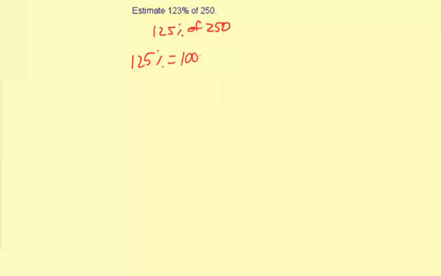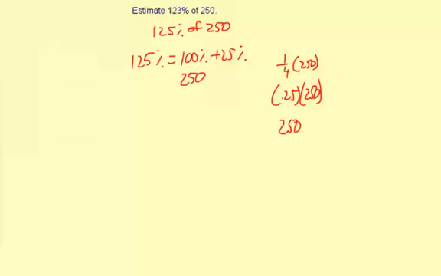equals 100% plus 25%. So you can figure out 100% of 250, which is simply 250, and then 25% of 250. And if you want to do 25% of 250, you can say 1/4 times 250, or you can say 0.25 times 250, whichever way you want to do it. Or you could just say 250 divided by 4. All of these are correct.